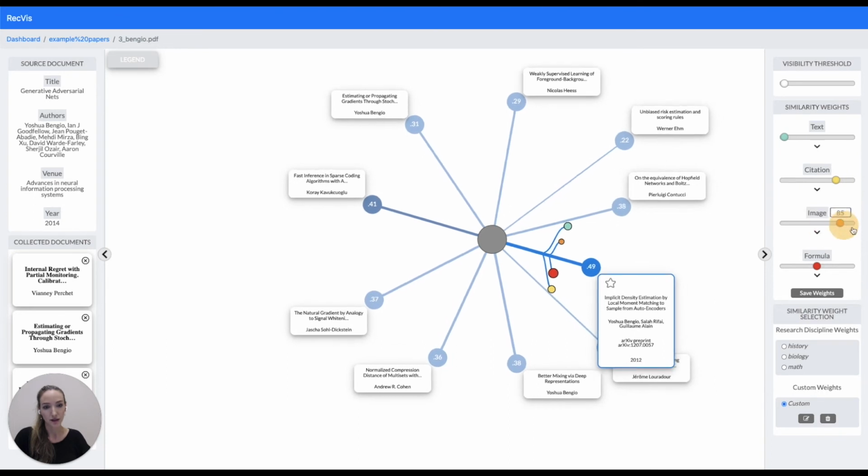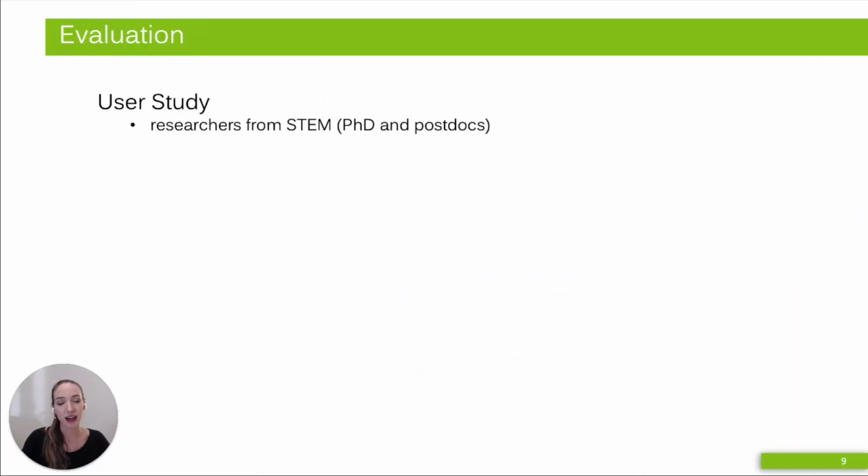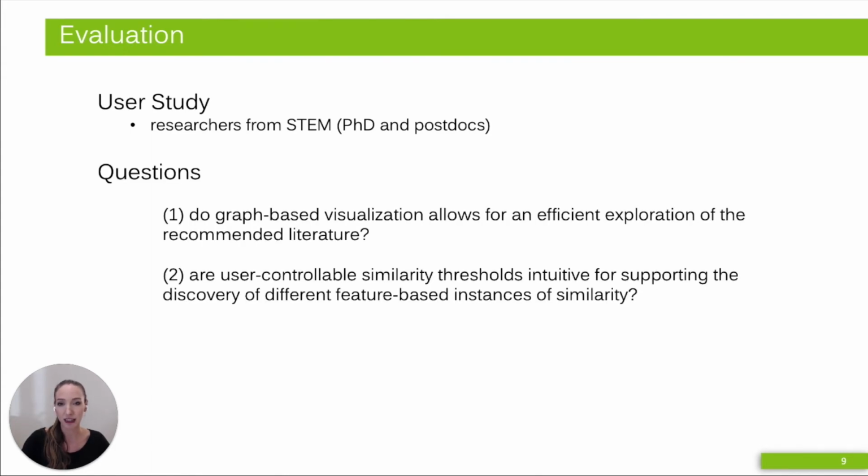To evaluate the front end of our RecVis interface, we designed a user study with 12 STEM researchers at the PhD and postdoc level, and we aim to answer the following research questions: whether graph-based visualizations allow for an efficient exploration of the recommended literature, and whether user-controllable similarity thresholds were intuitive to support the discovery of the different feature-based instances of similarity.